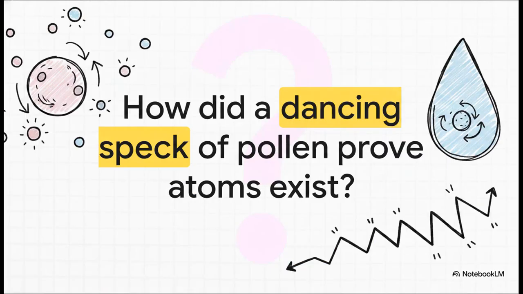So, right off the bat, here's the mystery we need to solve. How exactly did a dancing speck of pollen prove that atoms exist? I mean, on the surface, plant biology and the kinetic foundations of physics seem like completely different worlds, right? But, as we're going to see, the random jitters of organic material suspended in water gave us the very first undeniable physical proof that our universe is made up of invisible, constantly moving molecules.